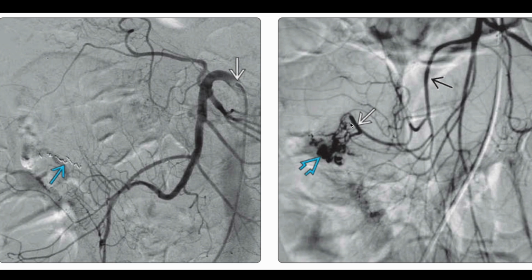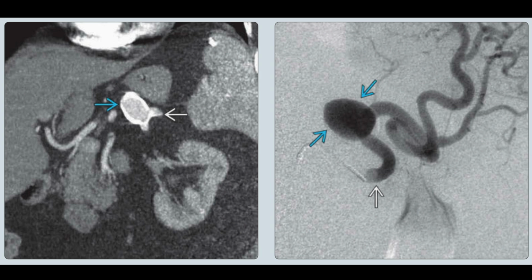Now this is a case of a 75-year-old male, and this is the ileocolic artery. He has a tuft of vessels that is giving a sausage-like appearance, and in fact there is some contrast extravasation into the cecum also. So this is a case of angiodysplasia of the colon.